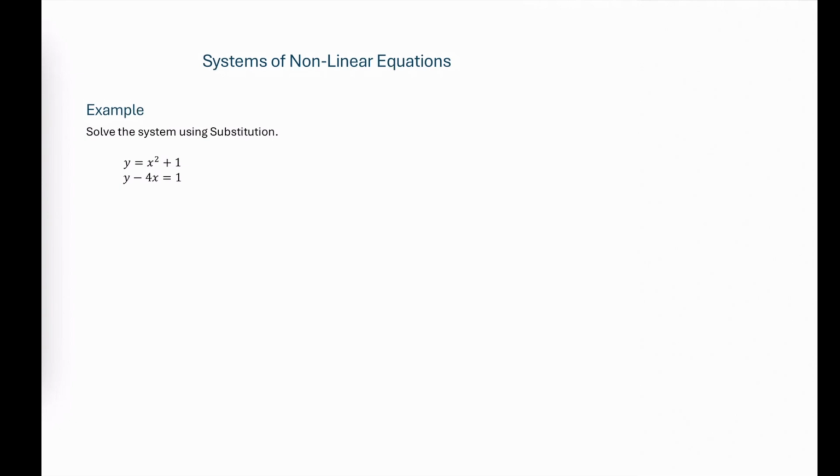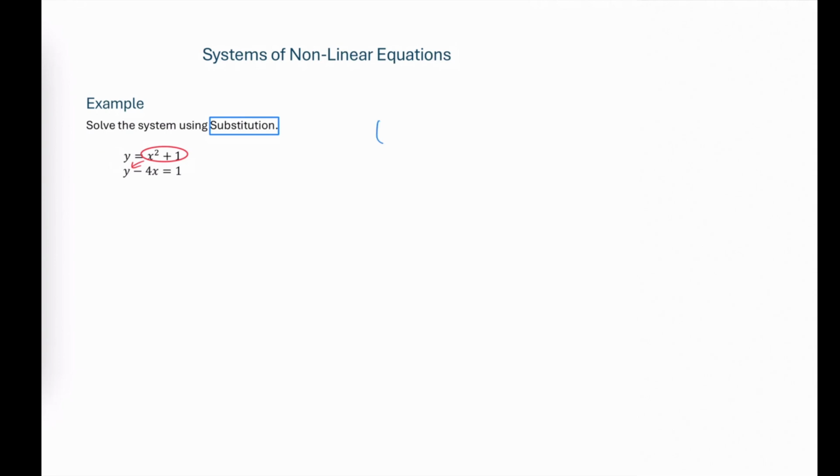Solve the system of nonlinear equations using the substitution method. In order to use substitution, we pick one of the equations and solve for one of the variables and then plug that into the other equation. Since this first equation is already solved for y, we'll use that x squared plus 1 quantity and plug it in for y in the other equation.